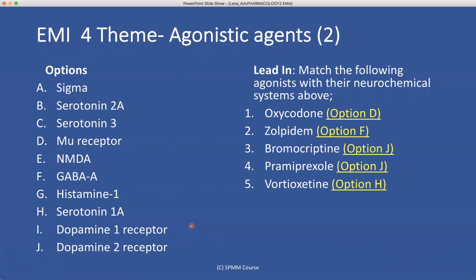So oxycodone, option D, which is a mu receptor agonist; zolpidem, GABA A agonist; bromocriptine and pramipexole, both of them are dopamine D2 receptor agonists. For vortioxetine, we can choose serotonin 1A agonist. Serotonin 3 antagonism, but serotonin 1A agonism. That's for vortioxetine.